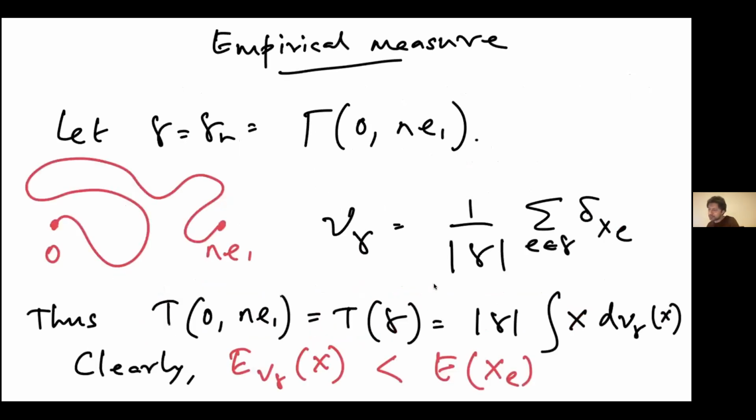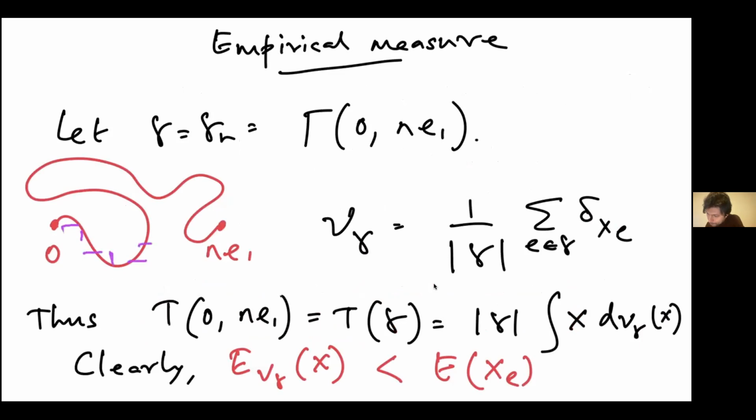And so there are multiple ways to maybe quantify that. One natural way is to look at empirical measures. Let's say you have this geodesic gamma, or gamma n, which goes from 0 to n E1. E1 is the canonical vector in the x direction. So you have all these edges along this path.